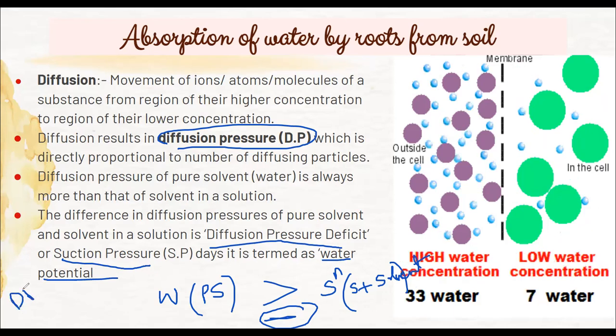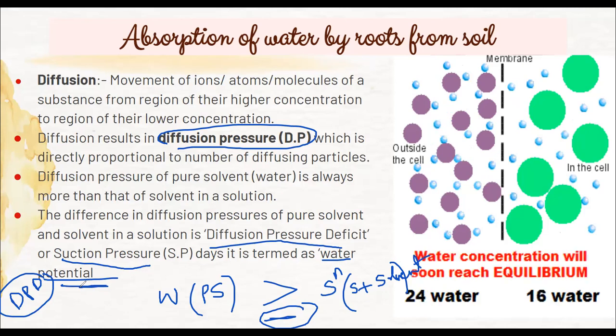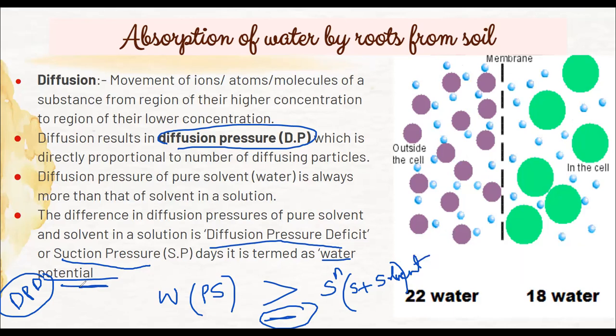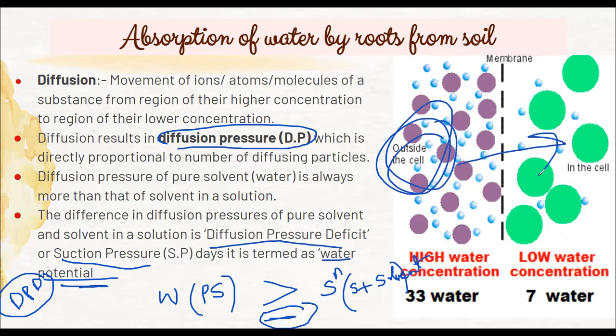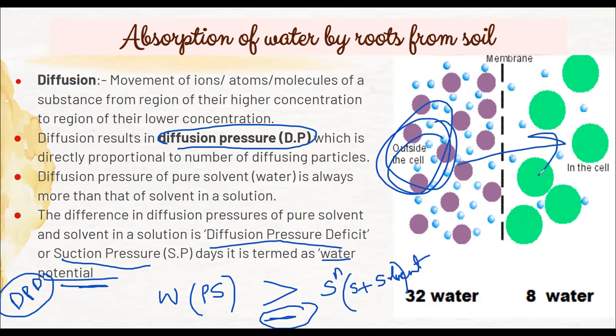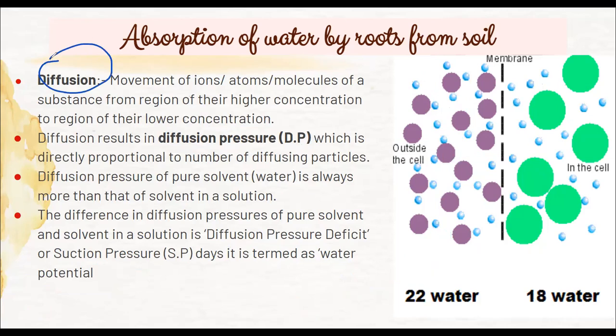Earlier, it was purely called diffusion pressure deficit or suction pressure, but nowadays we call it water potential. Basically, it is the capability of the water outside the cell wall to move inside the cell through the process of diffusion. Diffusion is one of the important mechanisms that occurs in plants.